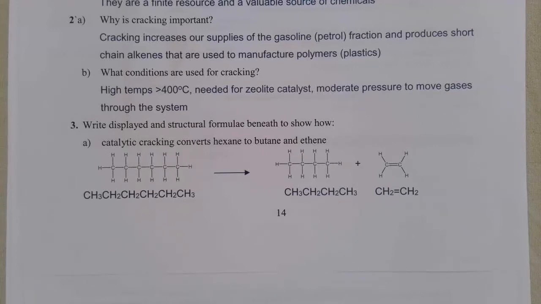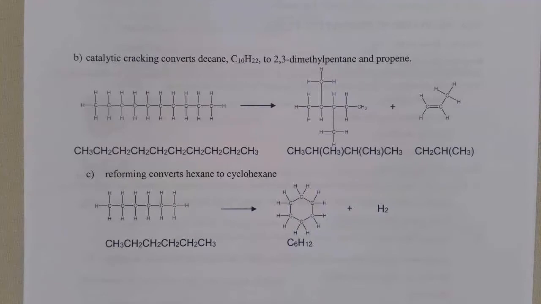far more useful molecules. And there's two more examples of this on the next page. Catalytic cracking of decane into 2,3-dimethylpentane and propene, and then reforming hexane into cyclohexane. Do remember, every time you make a cyclic group, you're going to eliminate a molecule of hydrogen, because of the change in general formula between an alkane and a cycloalkane.